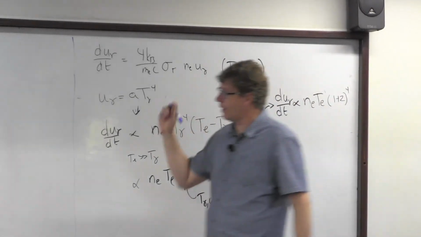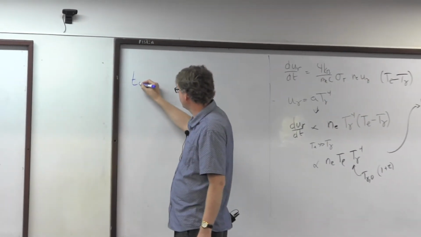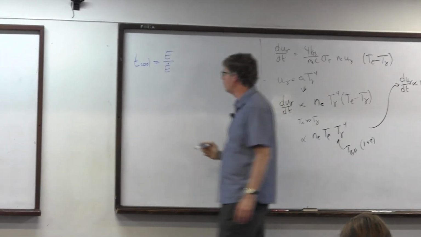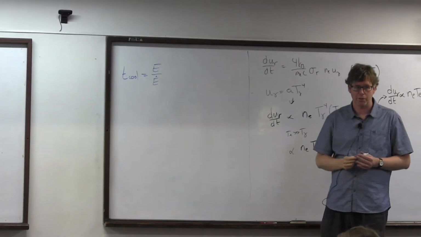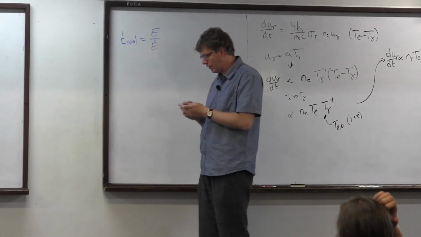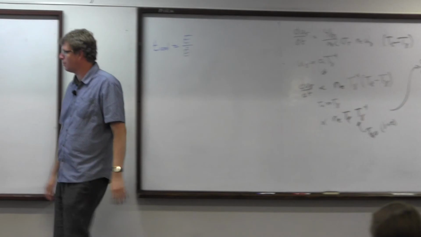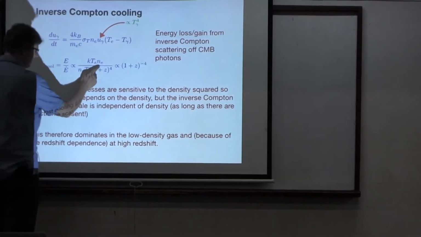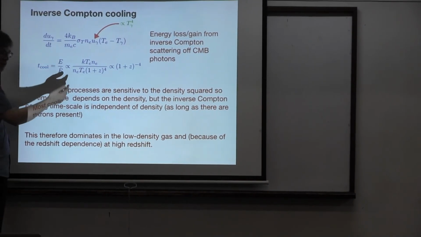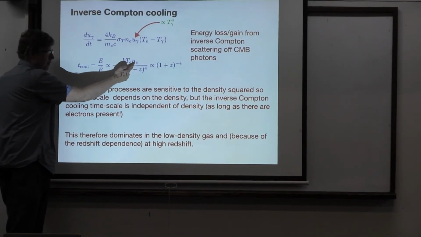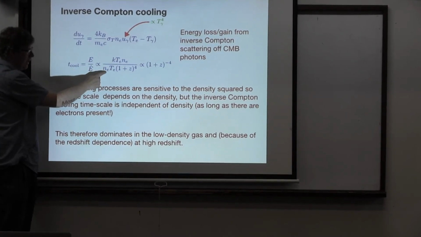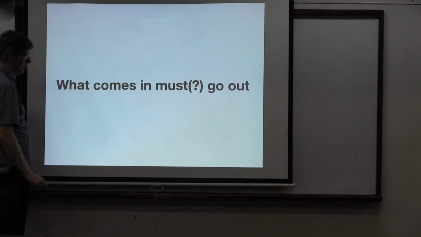So the final thing is that you can then calculate the cooling time. That's the time it takes to cool, which we define to be energy divided by energy loss, which has units of time. And I've actually written it there on the slide, so maybe I can just use that so I don't make typos. The energy of the gas is density times temperature, kT, times the number of electrons. This is the energy per electron. This is the number of electrons. And then you divide it by the cooling, which we calculated is proportional to n_e, T_e, 1 plus z to the 4th power.